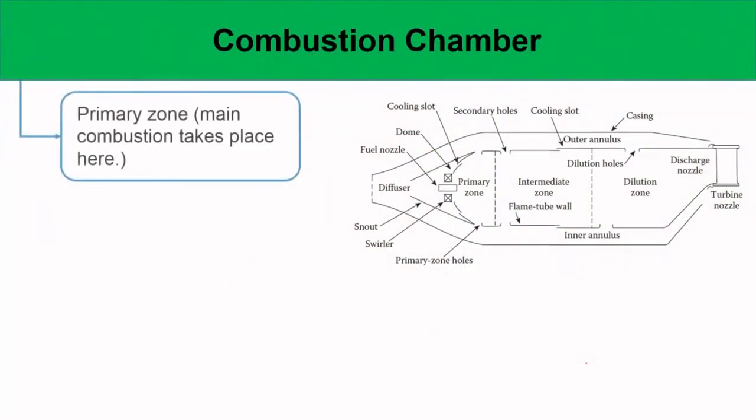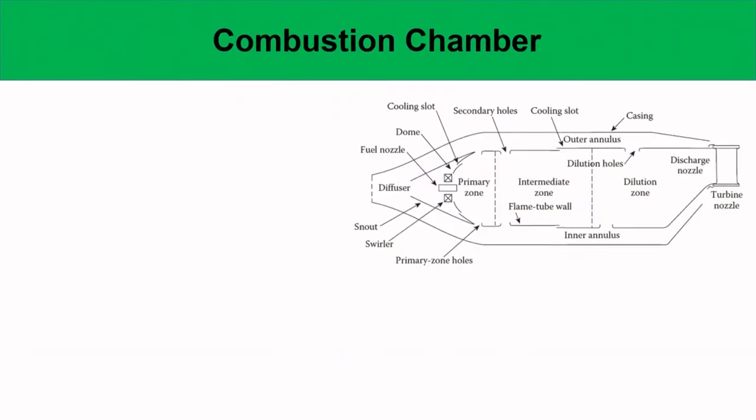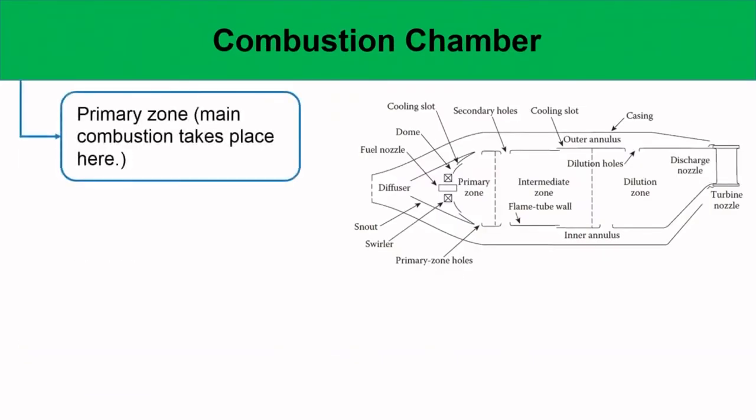Next, let's go into the combustion chamber itself. This is the schematic of this part. You see the flow coming from the diffuser comes in and gets divided into the outside cooling flow and the main flow that goes into the dome. At the center you have the fuel nozzle; the fuel will be coming from here and gets injected.